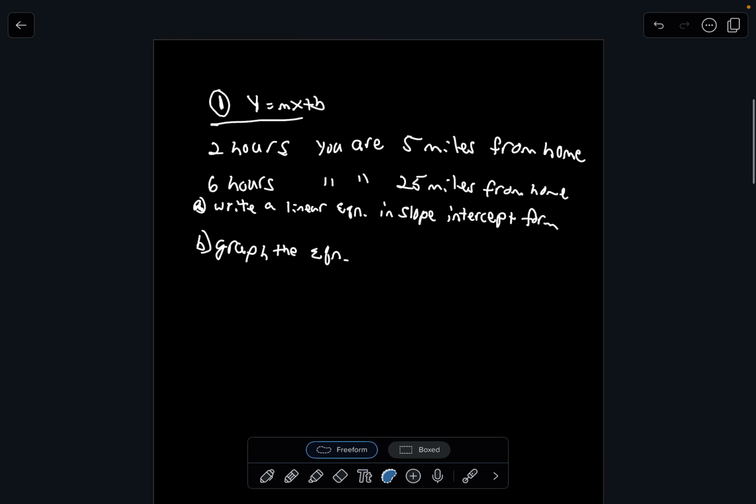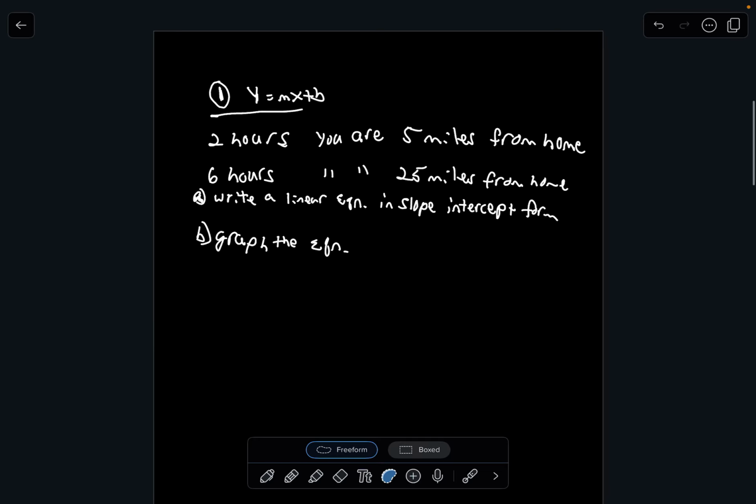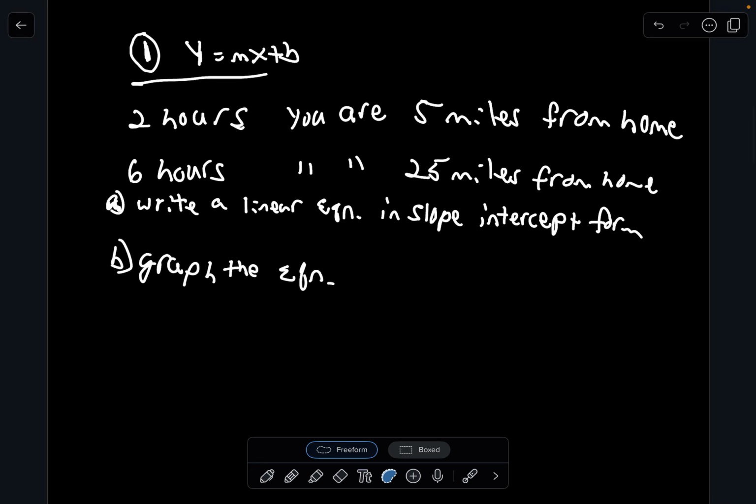But then you're going to have 3 problems where I'm going to ask you to write the equation given the situation and then to graph the equation. So here's the first type. You'll be given something like, at 2 hours, you are 5 miles from home. All right? So they tell you this. You're driving, I guess. I made this up on the spot.